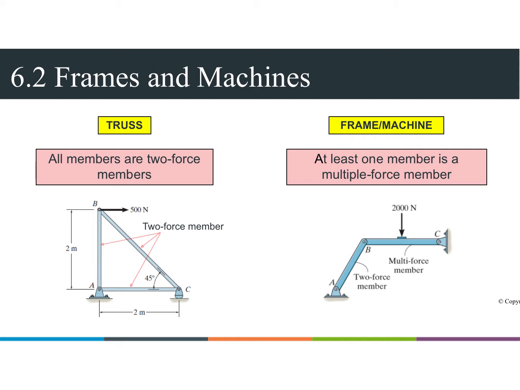Okay, so this video will explain the second subtopic under chapter 6, which is frames and machines. Previously we already covered trusses, where there are two methods: the method of joints and the method of sections.